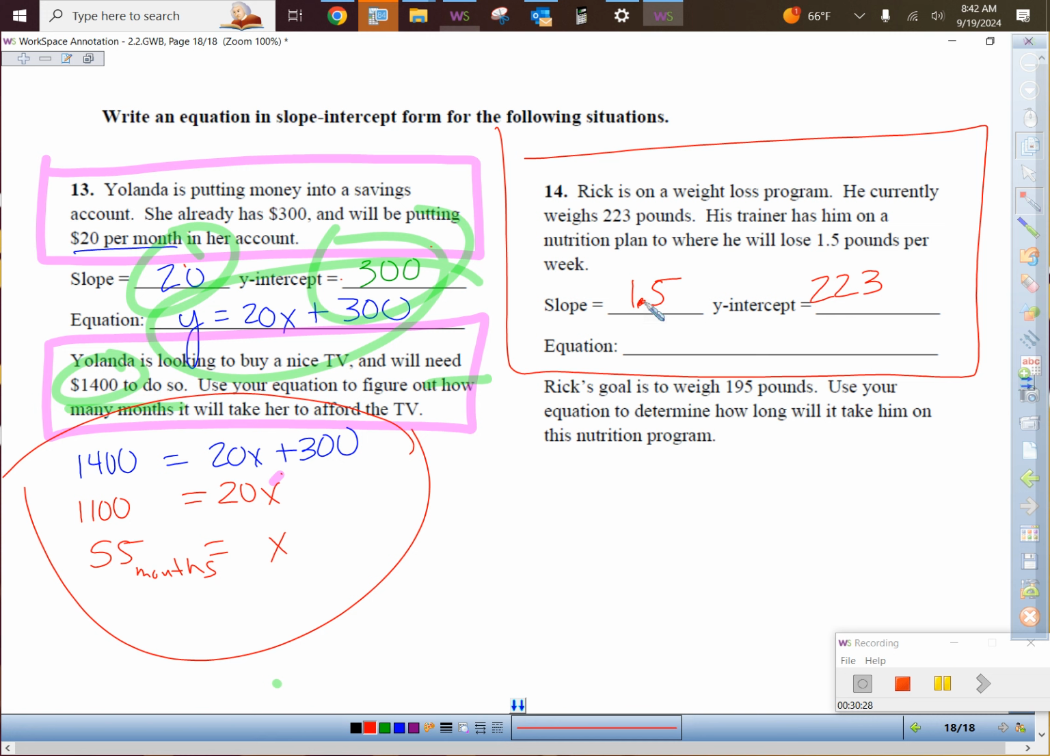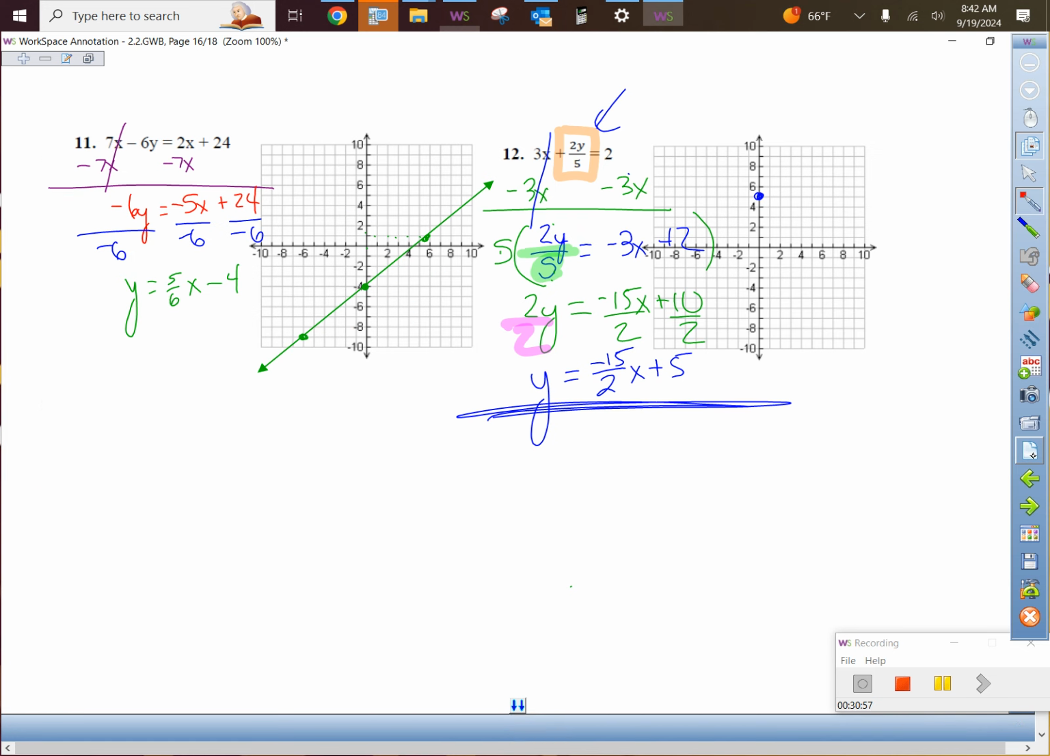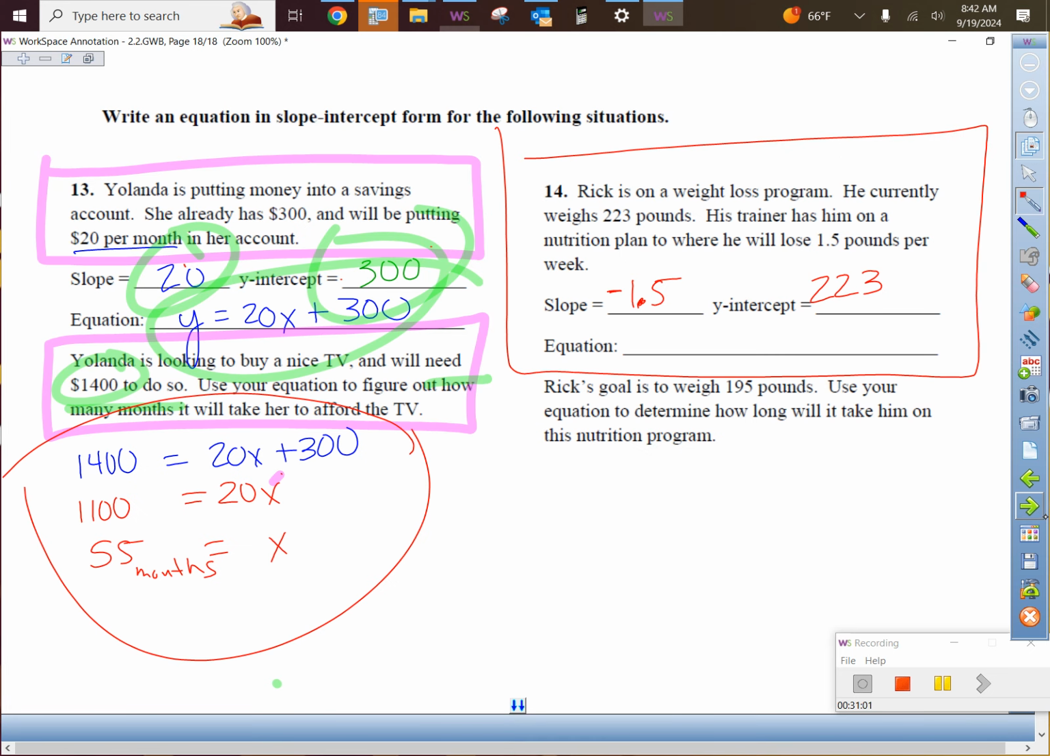Because is Rick gaining weight or is he losing weight? So we have to outsmart the system and realize that slope should be negative 1.5. Anytime you want to graph something, we want our slope to be a fraction. Do you see how they're not making me graph it here? So a decimal's fine. There's going to be decimal ones on your homework. So y equals negative 1.5x plus 223. And x, wouldn't that be weeks? Isn't that the unit of time in here?